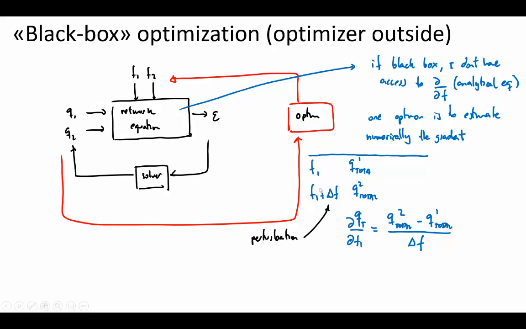For example, if these numbers are in the range of between 30 and 70 hertz, then maybe something like 1 hertz or half a hertz will be okay. And then you simply calculate the derivative of F1 as a function of this perturbation.